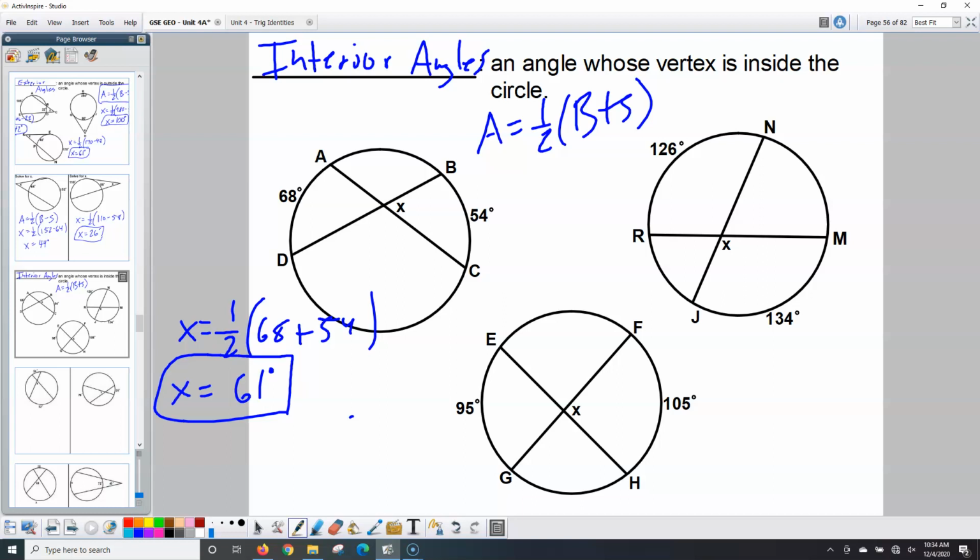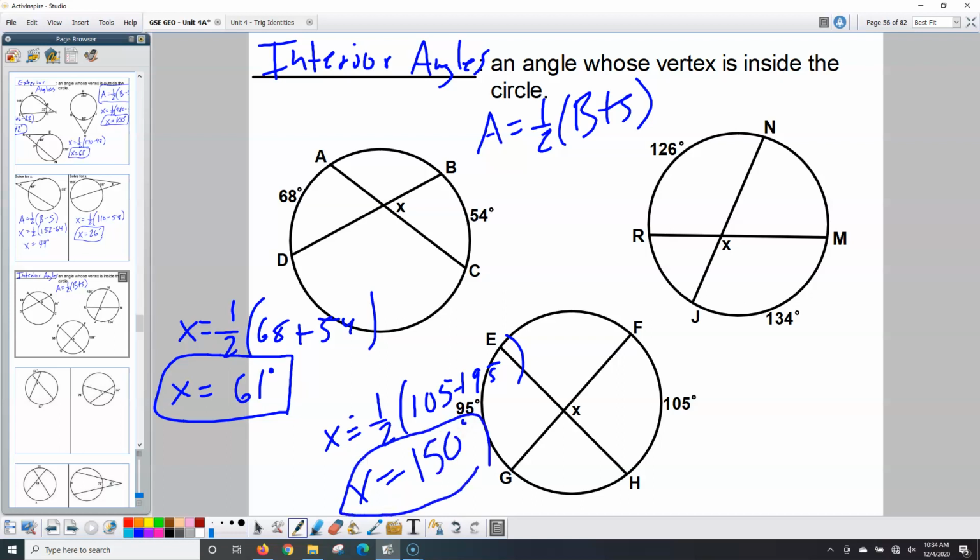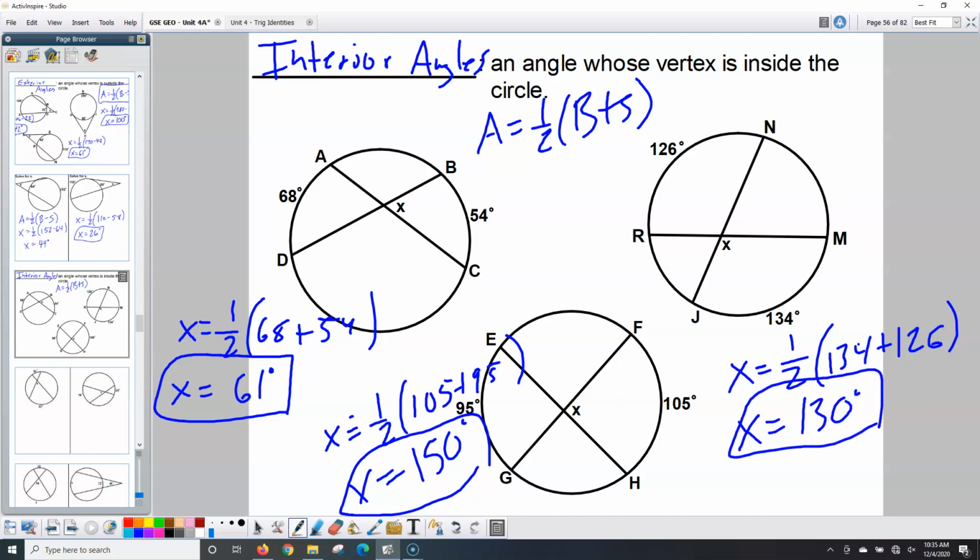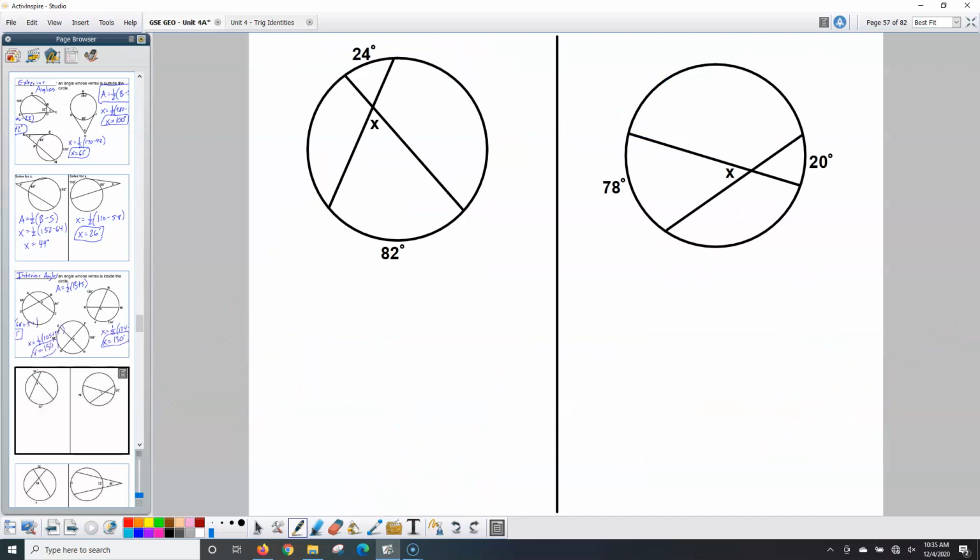Down here on the bottom, I'm going to have the angle equals 1/2, 105 plus 95. 105 plus 95 is 300. Half of 300 is 150 degrees. And this last one, I've got the angle is equal to 1/2 big arc plus the small arc. That would be 260. This is 130, I think. Okay. Push pause, try these two really quickly.